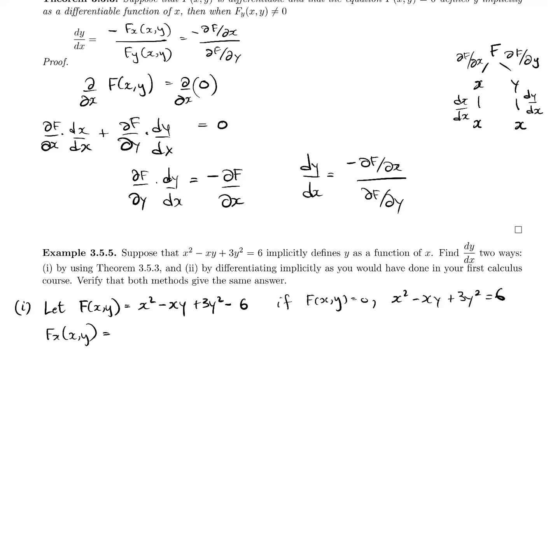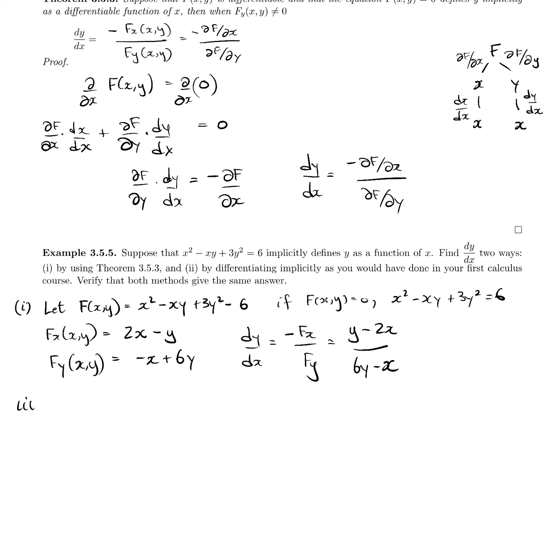So we're going to take the derivative with respect to x. That's going to give us 2x minus y. The rest are constants and will disappear. F sub y of x,y is minus x plus 6y. I'm taking the derivative here with respect to y. Therefore, dy/dx, which is minus f sub x over f sub y, is going to be y minus 2x, if I multiply through the negative sign, over 6y minus x.